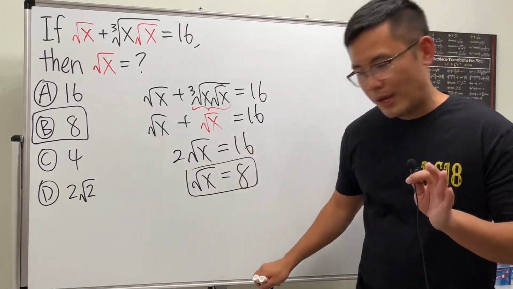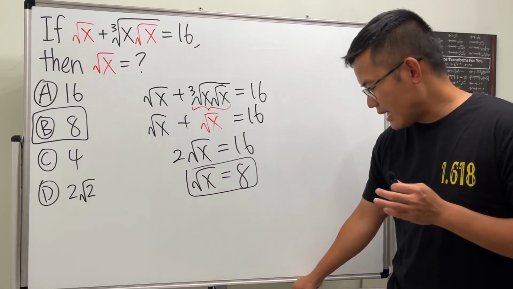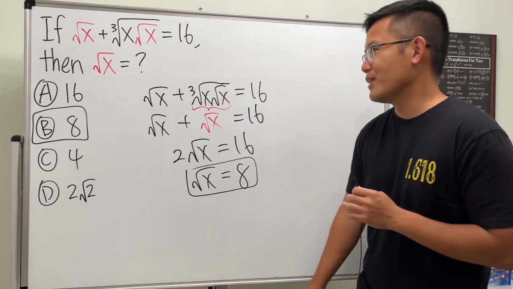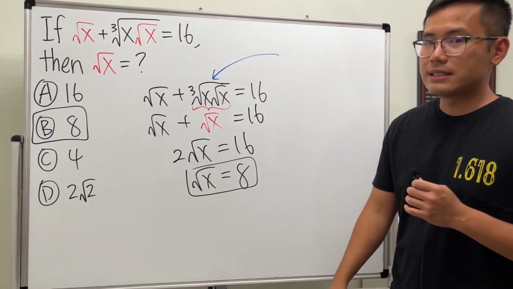Check out the other. No. I know, why is this equal to the square root of x? I'm going to show you. Don't leave here. So here is the thing. I'm just going to write this down for you.